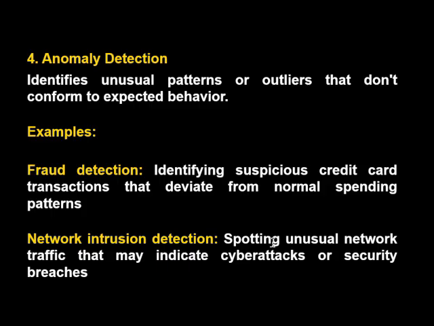So, here it identifies unusual patterns or outliers in the data. Unsupervised machine learning is effective in identifying anomalies because it learns what is normal and flags deviations automatically. The best example, fraud detection systems identify unusual credit card transactions. Network intrusion detection spots abnormal traffic indicating cyber attacks in real time.